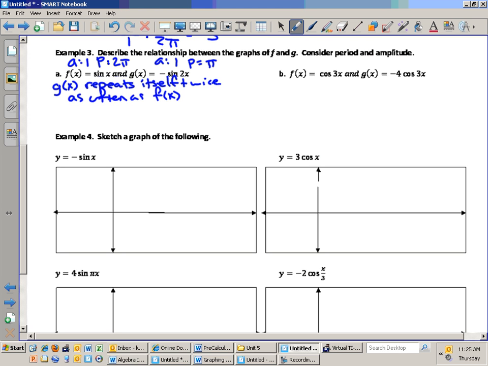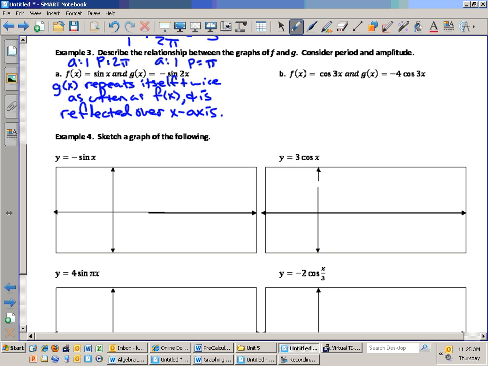What else changes this graph? What else makes it different? The negative does what? Flips it over the x-axis and is reflected over the x-axis. A vertical reflection.